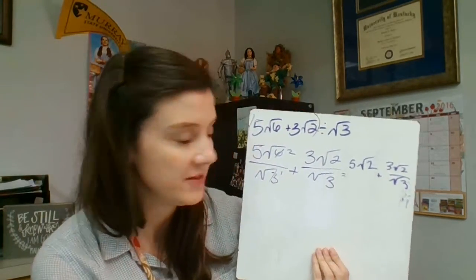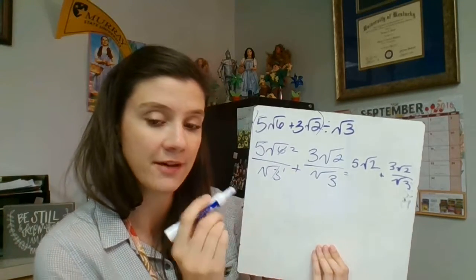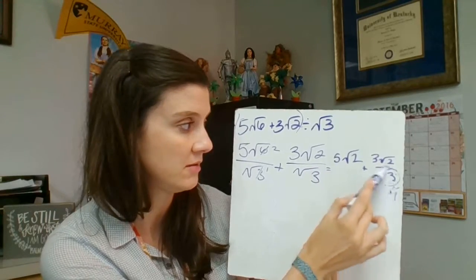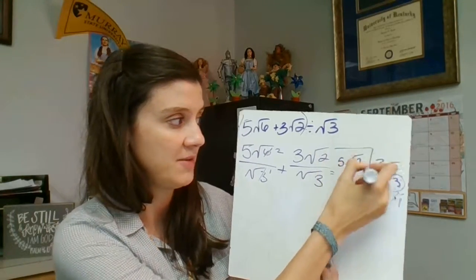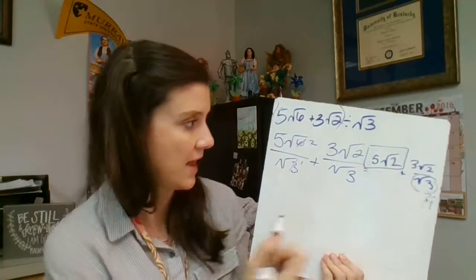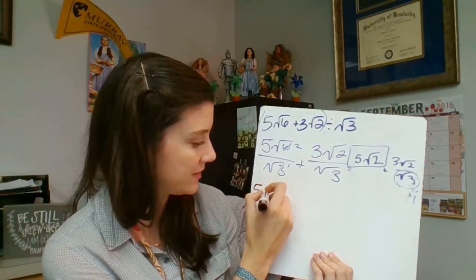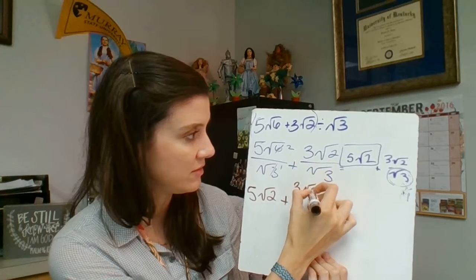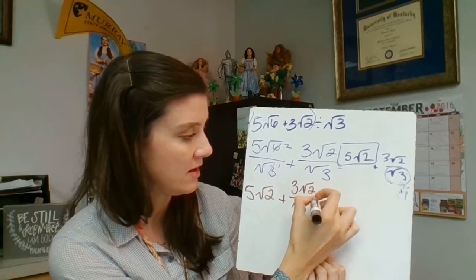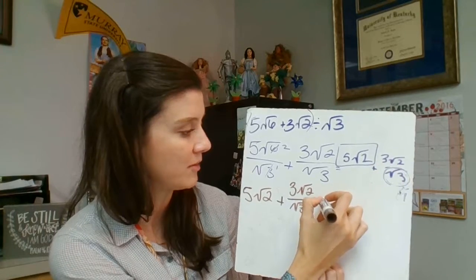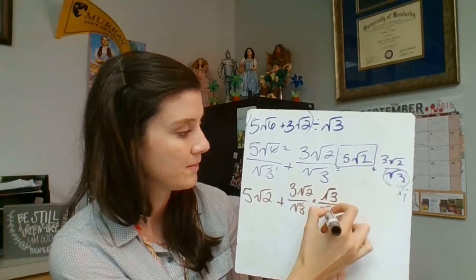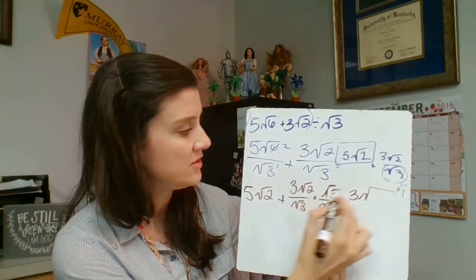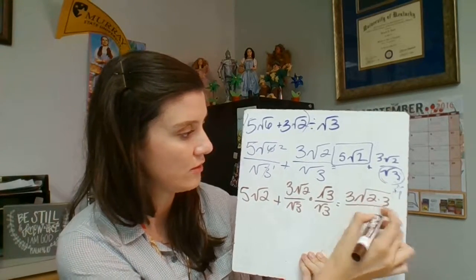I've got a square root in the denominator still, so I'm going to have to multiply the top and bottom of this part by the square root of 3. We're keeping this part. I'll try not to lose that like last time. So we still have our 5 square root 2 plus 3 square root 2 over square root 3. Again, multiplying the top and bottom here. So that'll leave us with 3. 2 times 3 over 3.